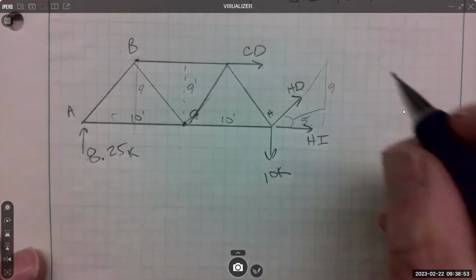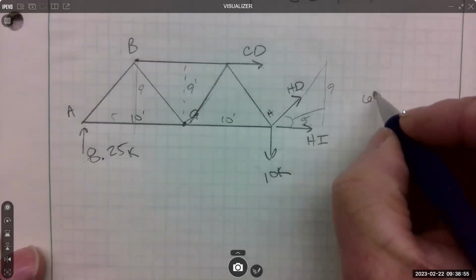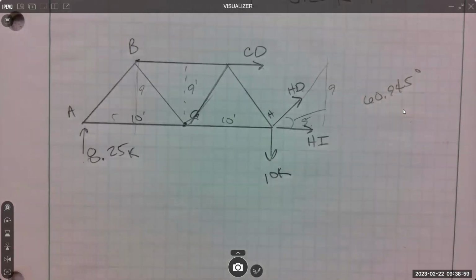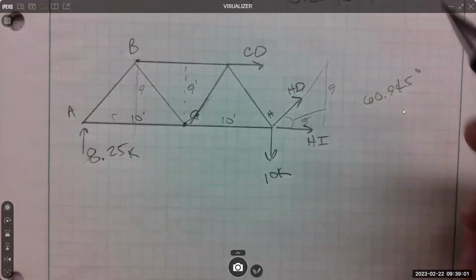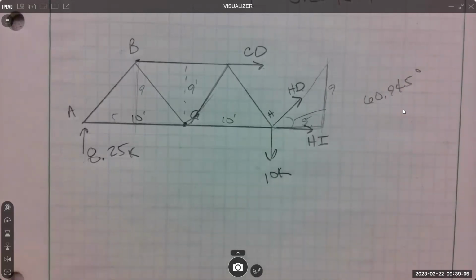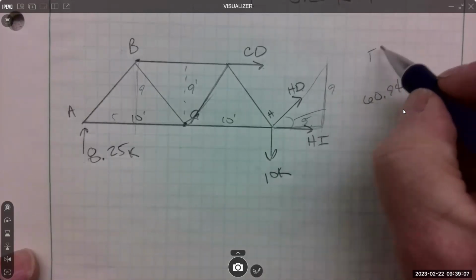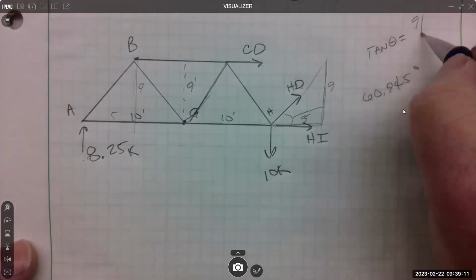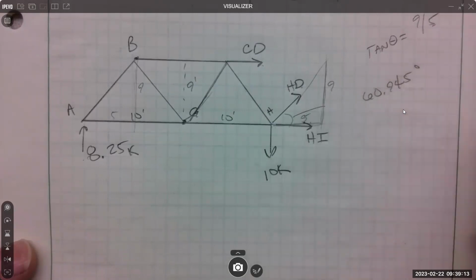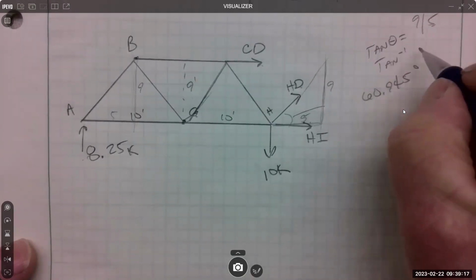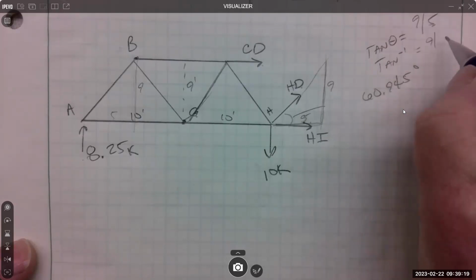60.945. You got 9 here and you got 5 here. So I just did tangent of the unknown angle is 9/5. So then it's tangent inverse of 9/5.